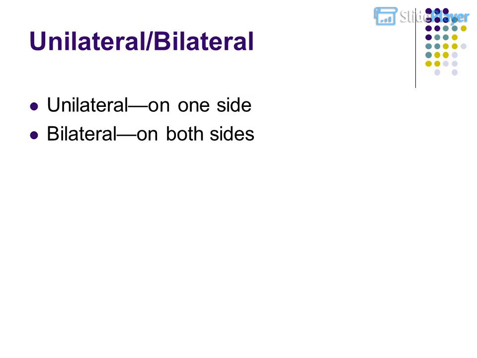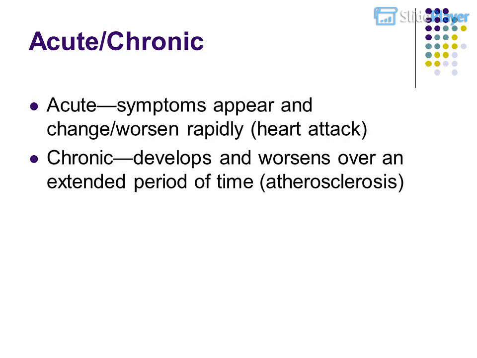Unilateral/bilateral. Unilateral, on one side. Bilateral, on both sides. Acute/chronic. Acute, symptoms appear and change or worsen rapidly, such as a heart attack. Chronic, develops and worsens over an extended period of time, such as atherosclerosis. Atherosclerosis, a common arterial disease in which raised areas of degeneration and cholesterol deposits, plaques, form on the inner surfaces of the arteries, obstructing blood flow.